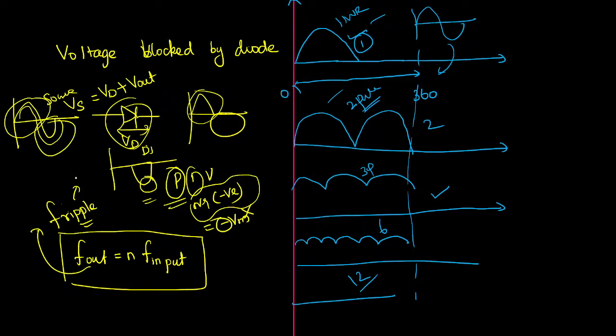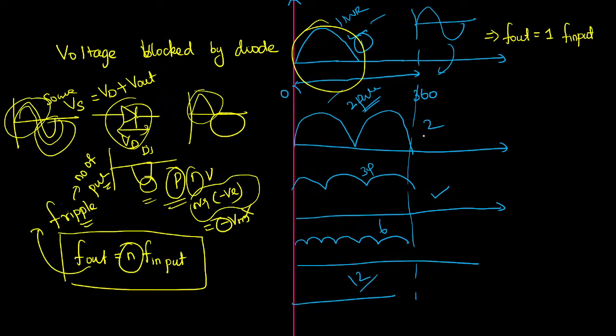Ripple denotes the number of pulses. Here I am indicating the number of pulses by n. If you take a single phase half wave rectifier, how many pulses do you have? Only one pulse, so n equals 1, which is 1 times the input frequency. Both are the same. If we take a single phase full wave rectifier, how many pulses are there? 1, 2. So n equals 2, and the output frequency equals 2 times the input frequency. The output frequency is simply the ripple frequency. Don't forget, both are the same.